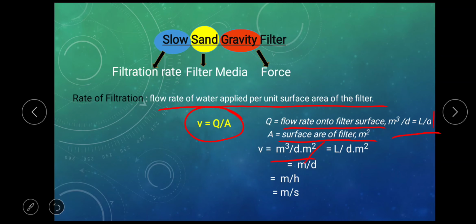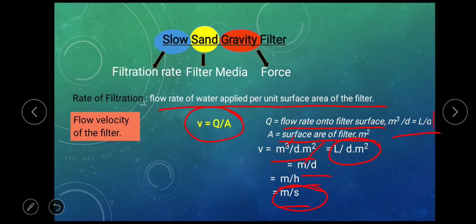So, this meter square will cancel with meter cube. It will be meter per day or meter per hour or meter per second. It can also be represented in liter per day per square meter. This is the unit of velocity. So filtration rate can also be known as flow velocity of water onto the surface of the sand.